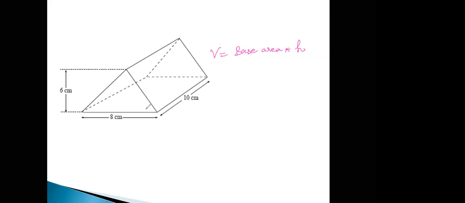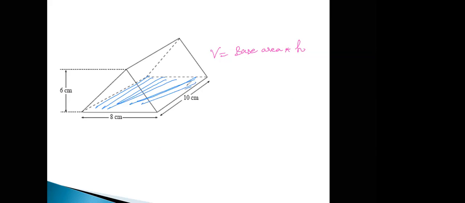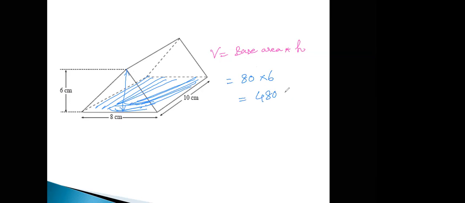Base area is 288? No. Base area, it's not surface area. I'm talking about the base. This is the base area: 10 centimeters times 8, which is 80. 80 times height. What is the height? This is the height, right? The height is 6. So 80 times 6 is 480 centimeters cubed.